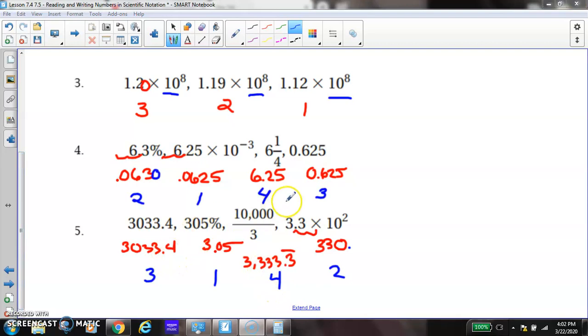Okay, so if you're looking at your answers for question 4, the smallest would be 6.25 times 10 to the negative 3rd, followed by the 6.3%, and so on. It's very helpful to have the same place value positions. So when I was deciding between these two, I actually tacked on that extra 0 to help me out. Same deal with down here.